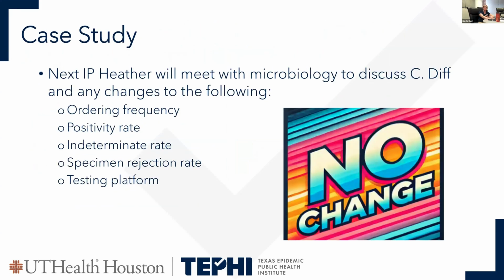And then next we'll go talk with microbiology, to discuss if there have been any changes in order frequency, positivity rate, indeterminate rate, and specimen rejection rate in our testing platform. It's always good to have these conversations with the lab to make sure that nothing's changed. And based on the information from talking with them, you find out that there's no change. So there's really not an issue with the microbiology, but anytime that you start to see a trend or positivity rate increase, it's always good to ask, are these true positives?